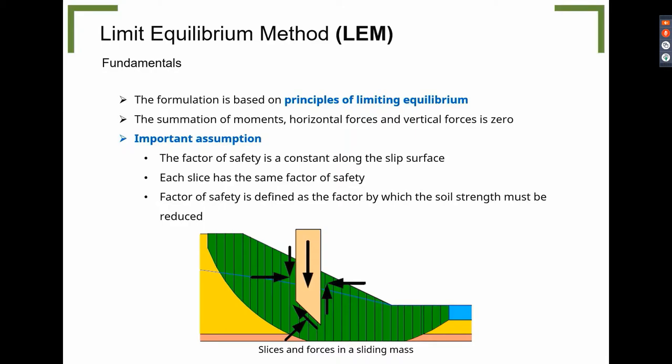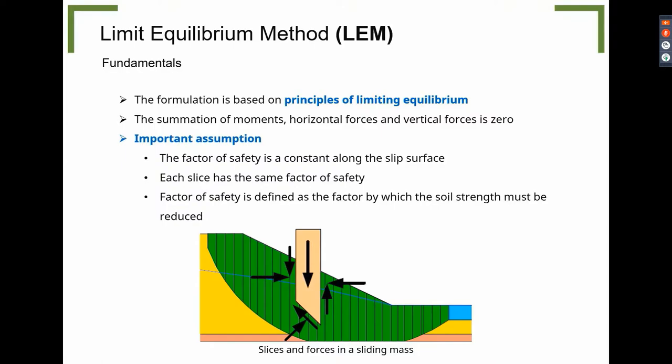In LEM, slope failure is the sliding of a wedge of soil in a predefined slip surface. The formulation is based on principles of limit equilibrium that satisfies statics, wherein the summation of moments, horizontal forces, and vertical forces must be equal to zero. And the important assumptions are the wedge of soil considering in a slip surface.